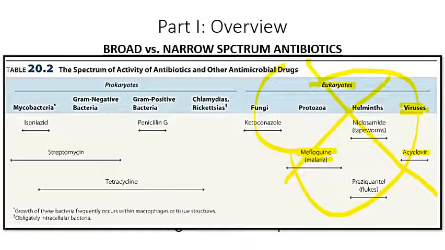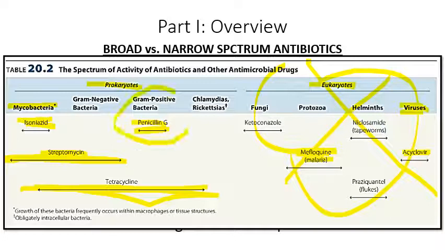All right, but you do have to worry about the ones over here that kill the bacteria on the left. Okay, so isoniazid is a very narrow spectrum antibiotic that only kills the mycobacteria, whereas streptomycin is a broader antibiotic that will kill mycobacteria and other gram-negative bacteria. Tetracycline, remember that tetracycline inhibits protein synthesis by interfering with ribosomes, and so that tends to be a broad spectrum antibiotic. And over here you have penicillin G, which is a very narrow spectrum antibiotic that will only kill gram-positive bacteria.